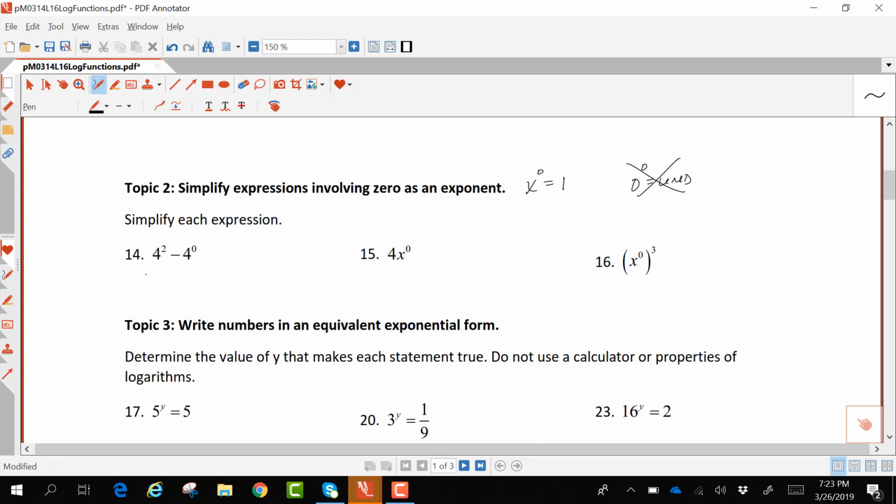Looking at number 14, 4 squared is 16, but 4 to the power of 0 is 1, giving a result of 15. Number 15 is a little tricky because take note that this is 4 times x to the power of 0, which is 4 times 1, which is 4.